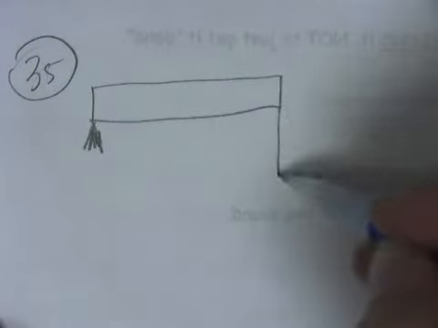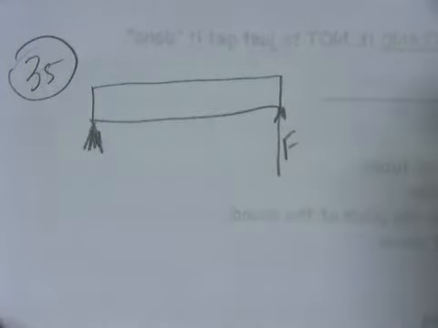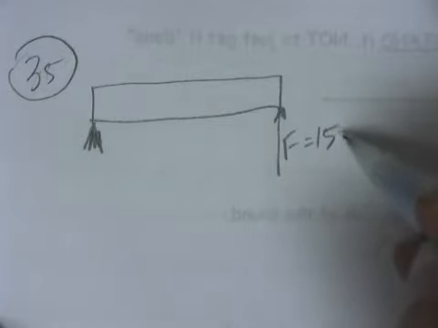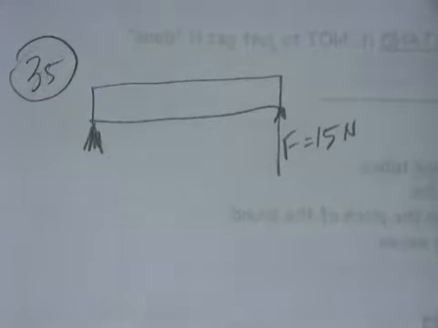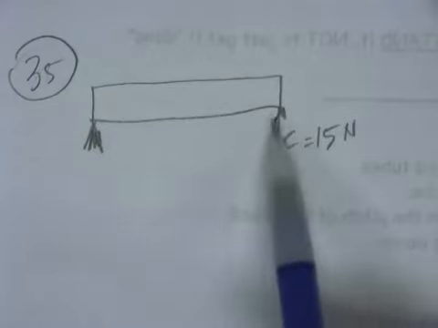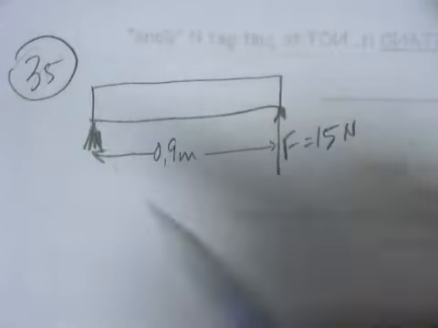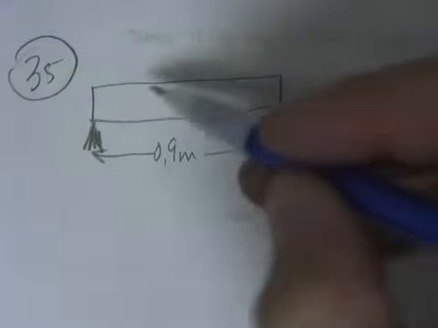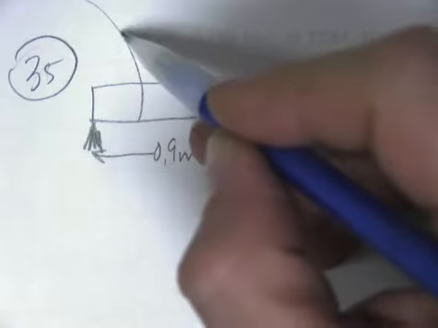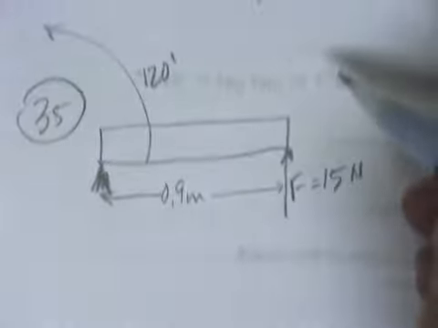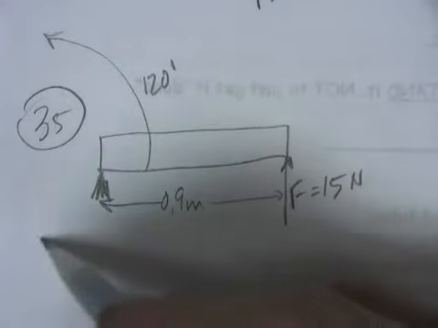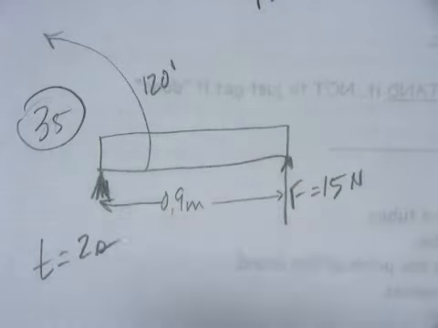Alright, so let's draw a diagram. So it sounds like we've got a door. So there's my fancy door. And I'm pushing on the door, so we'll go ahead and exert a force on the door. And that force, they say, is 15 newtons. So all I'm doing is basically read the problem and just trying to draw a picture from what they have. They tell me that the distance from the hinge to the force is 0.9 meters. So this distance is right there. And this door, when it opens up, is going to open up 120 degrees. And the time that it takes is going to be 2 seconds.